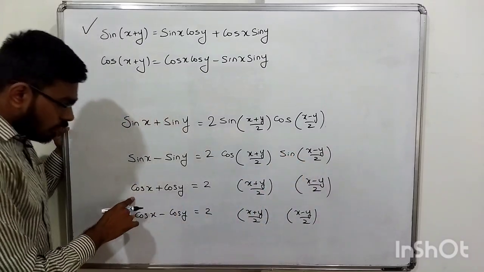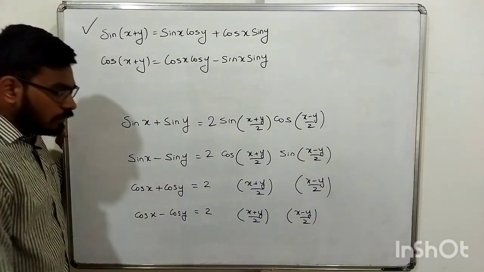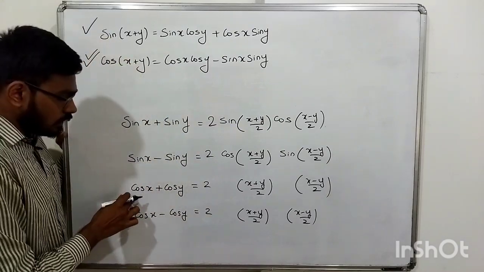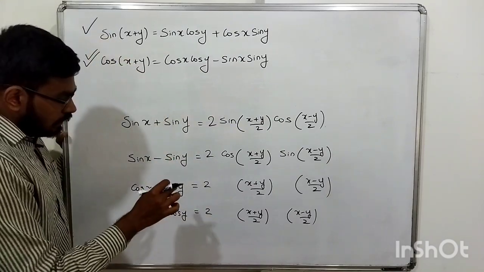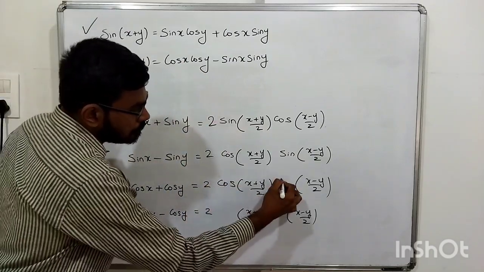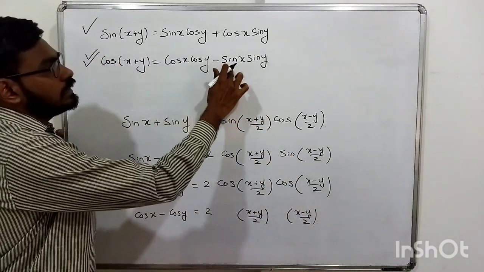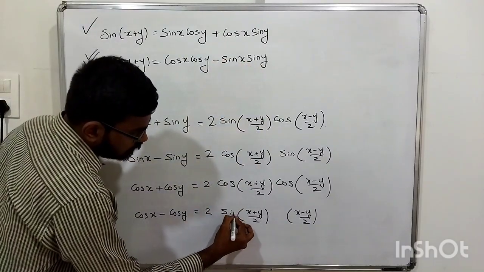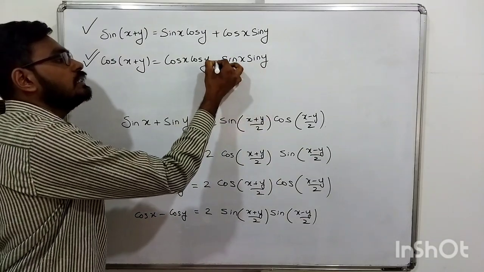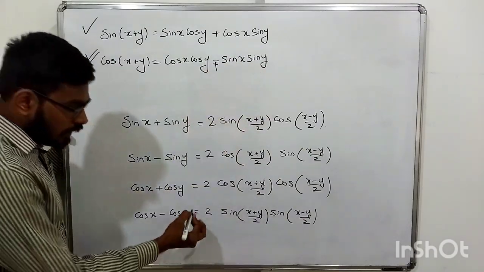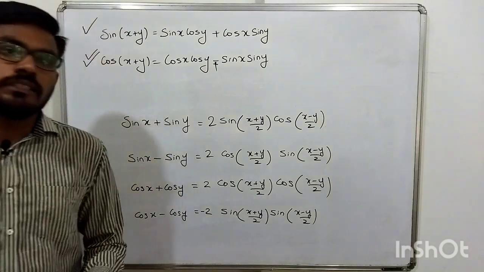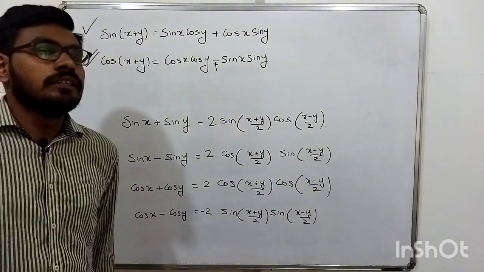Now if there is cos x plus cos y, what we do? For cos we go to this formula. For plus we write cos, and for minus we write sin. And just remember for minus sin, and this sign also is there, so that sign I am writing here, understood? So we get four formulas like this. These are called factorization formulas.